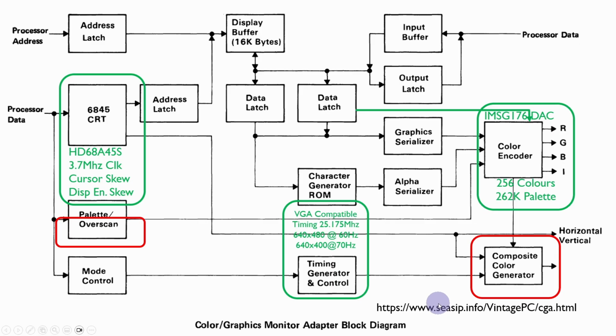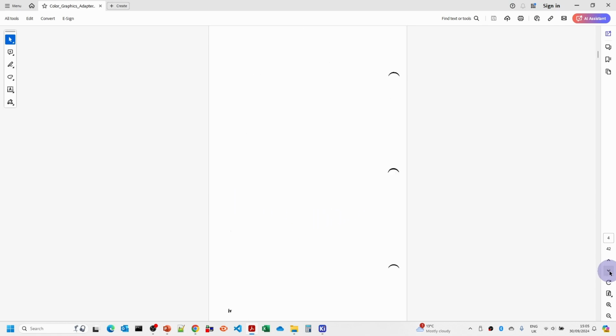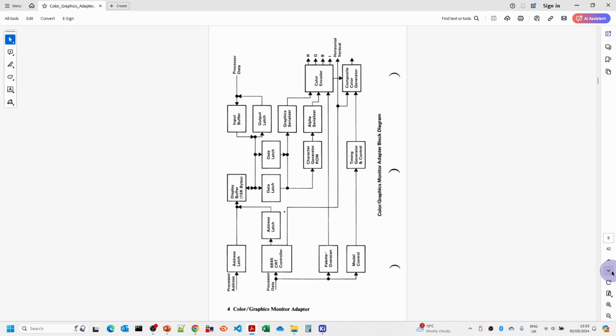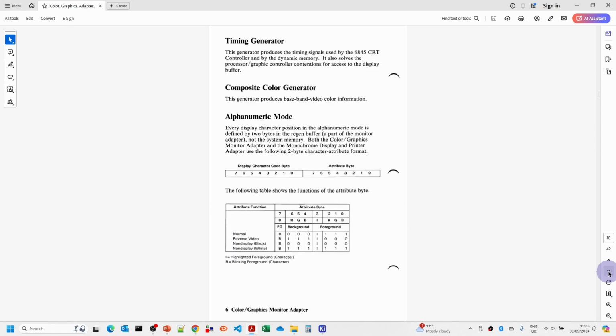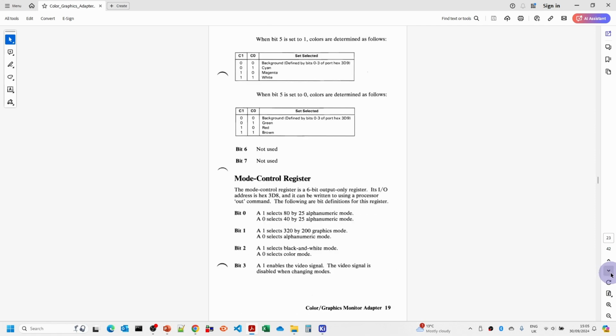Now, this is a diagram that I showed in the previous video, and this in fact comes from the technical guide for the CGA graphics adapter. So this is the IBM Colour Graphics monitor adapter. The links will be in the description below. And we covered a lot of the content of this in the earlier video, so this is the diagram that I'm basing this on, and there's a lot of tables for the various configuration options on this.